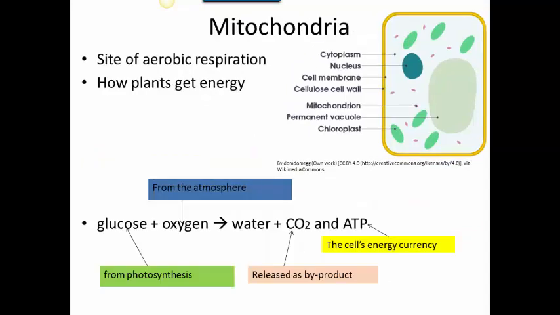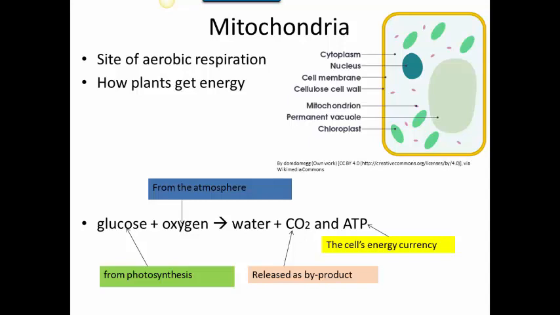Okay, plant cells also have organelles called mitochondria. So here you can see a single mitochondrion in purple. They're these smaller disc-shaped organelles. And unlike chloroplasts, animal cells, like your cells, also have mitochondria. These are crucial organelles because they're the site of aerobic respiration, and this is how plants get their energy.